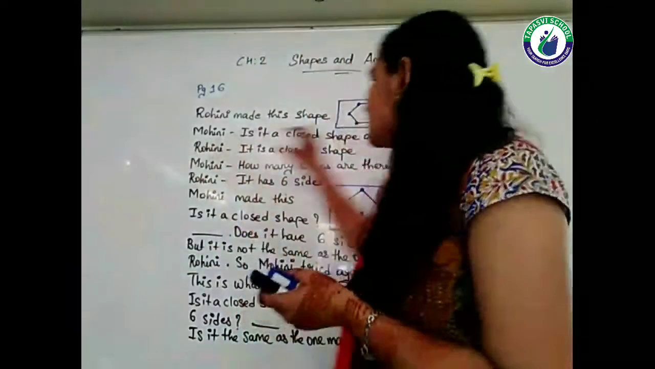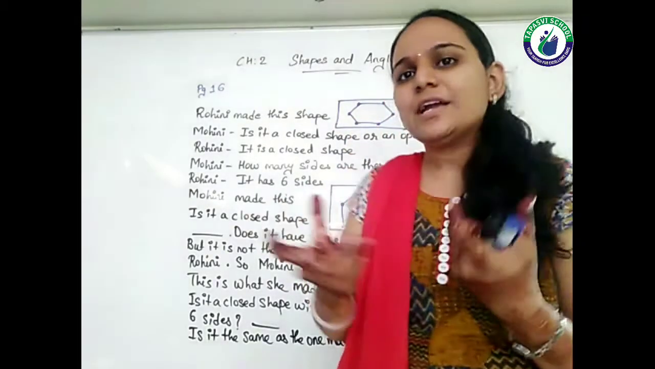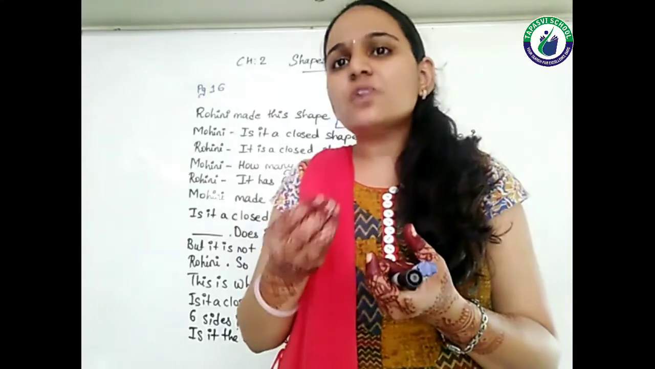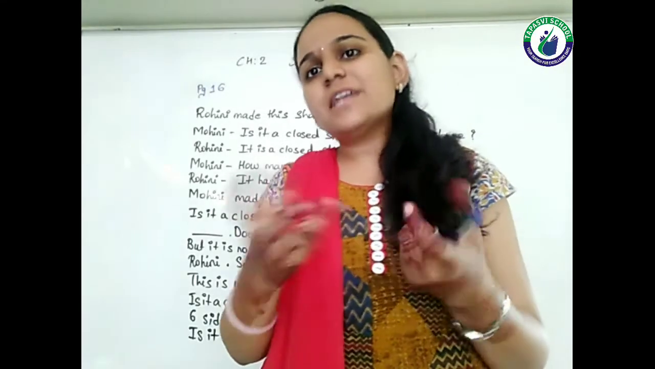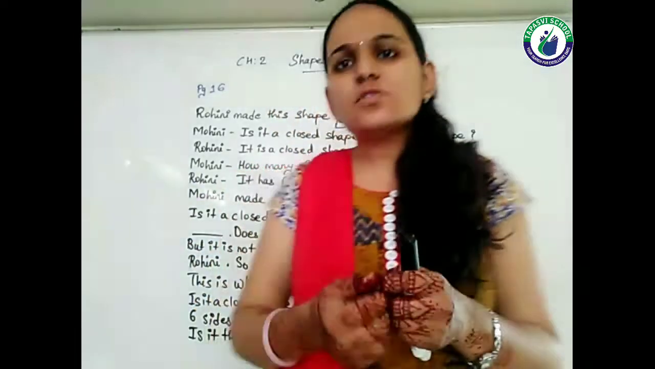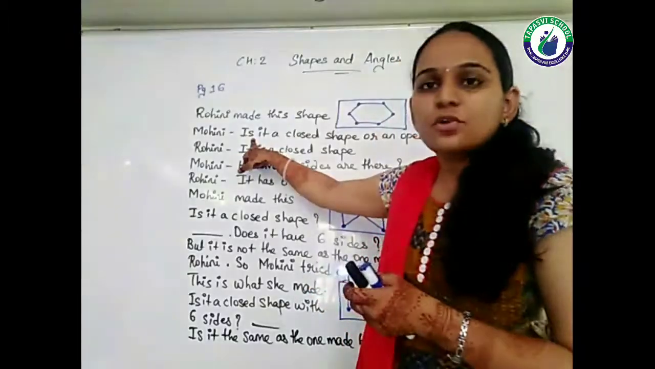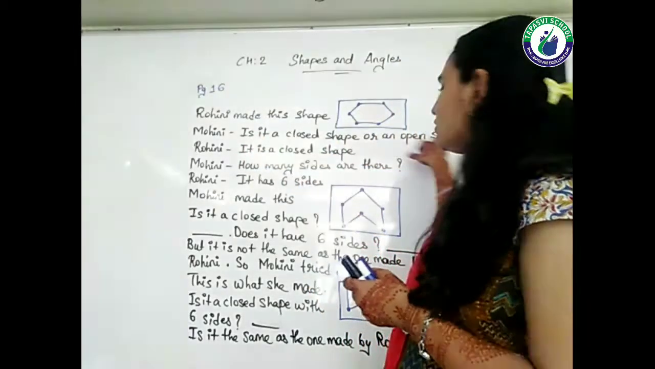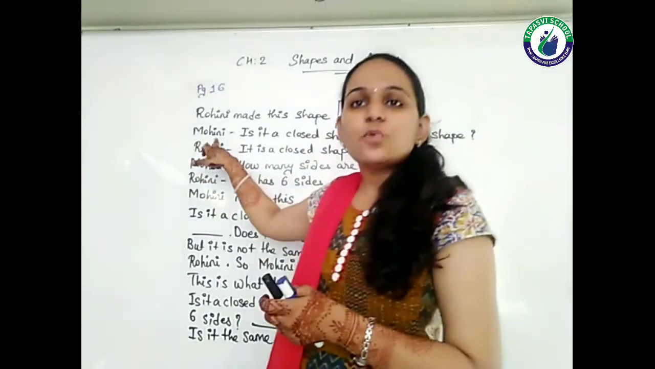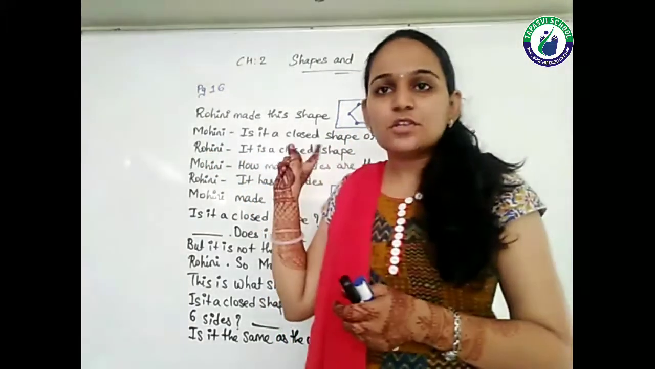If you see this figure, students, this is also a closed shape. Why? Because you don't have any side which is not connected. Every side is connected. So you don't have any opening in that figure, so it is called a closed shape. So Mohini is asking the question to Rohini, is it a closed shape or an open shape? So now see what Rohini is replying, students. It is a closed shape.